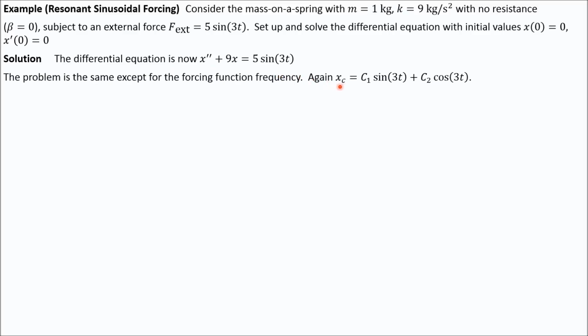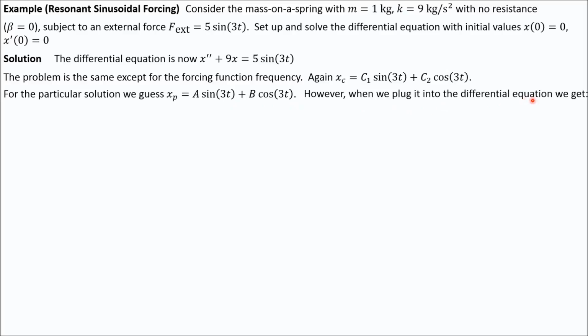Again, we find the same complementary solution, C1 sine 3t plus C2 cosine 3t, just from the characteristic equation r squared plus 9 equals 0. And then for the particular solution, we guess that it'll have the same form as the right-hand side, so we guess a sine 3t plus b cosine 3t. But when we plug it into the differential equation, we get 0 on the left-hand side and 5 sine 3t on the right-hand side. And this is clearly not true for all t, so we conclude that this is an incorrect guess. So what happened? Why did our usual guess not work?